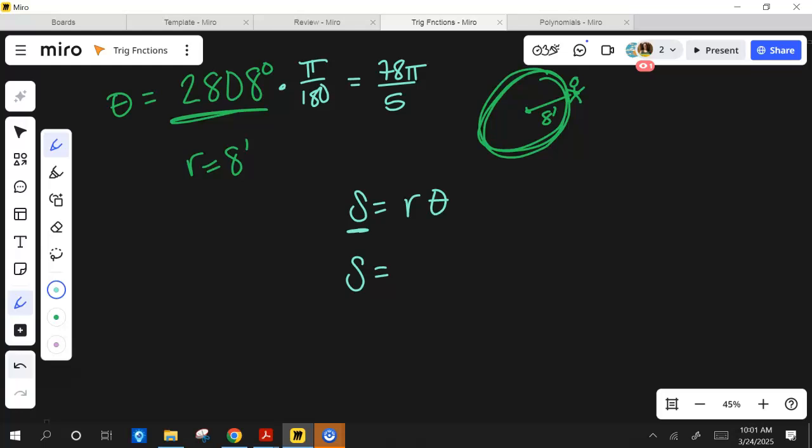180. No, do math enter. Yes, yes. It's better to be all in fractions with exact answers. All right, my radius is 8. My theta is 78 pi over 5. And what do I get?